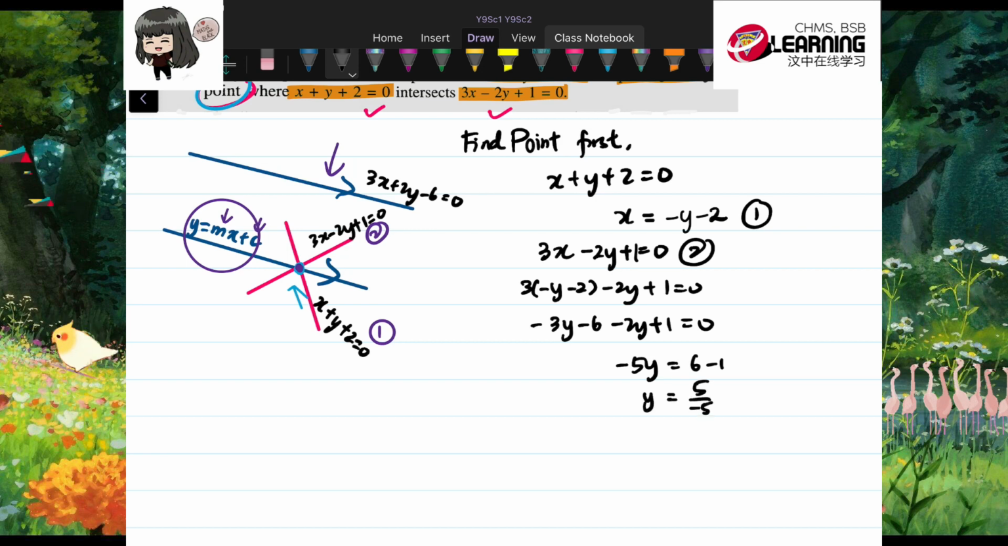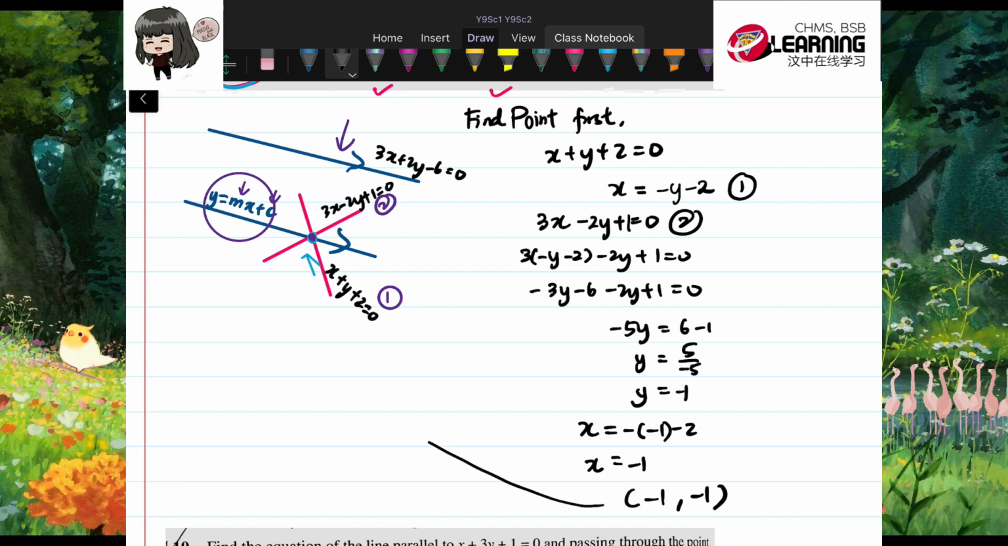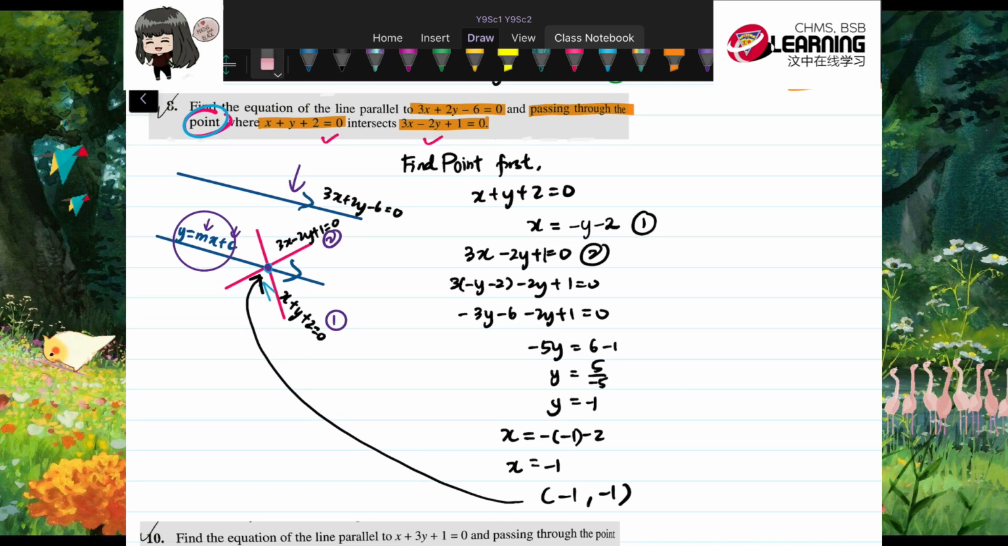So my y is negative 1. I sub into my x. My x is also negative 1. So negative 1 is this point here. Okay, that point over there.